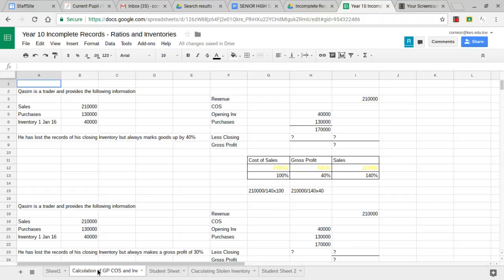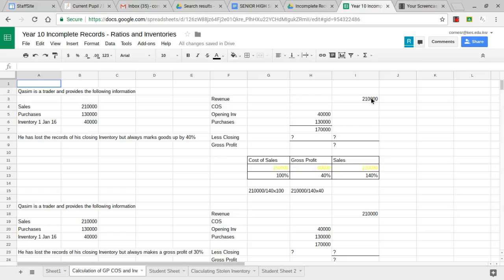Okay, here we've got a business. Cassim is a trader and provides the following information. So he knows his sales, he knows his purchases. He knew his opening inventory, but he's lost his records for what his closing inventory was on the 1st of Jan. But fortunately, Cassim runs a shop and he always marks his goods up with a markup of 40%.